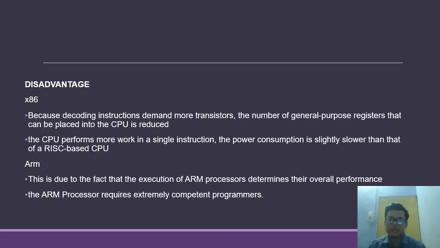Okay, next, disadvantages. X86, because the recording of the instruction, more of the number of general purpose registers can be placed into the CPU, reduced. The CPU performs more work in a single instruction, so the conversion is slower than the RISC-based CPU. Next, ARM, they do the first, including ARM processors demonstrate their overall performance. The ARM processors recommend extremely competent programs. Thank you.